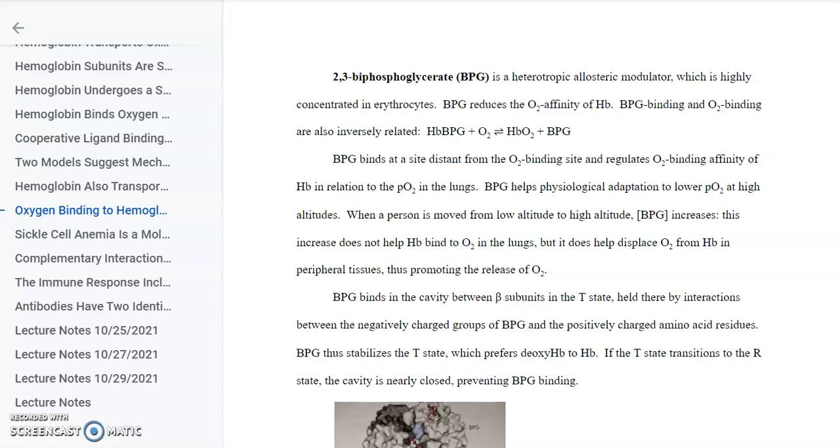BPG helps physiological adaptation to lower partial pressure of oxygen at high altitudes. When a person is moved from low altitude to high altitude, the concentration of BPG increases. This increase does not help hemoglobin bind O2 in the lungs, but it does help displace oxygen from hemoglobin in peripheral tissues, thus promoting the release of O2.